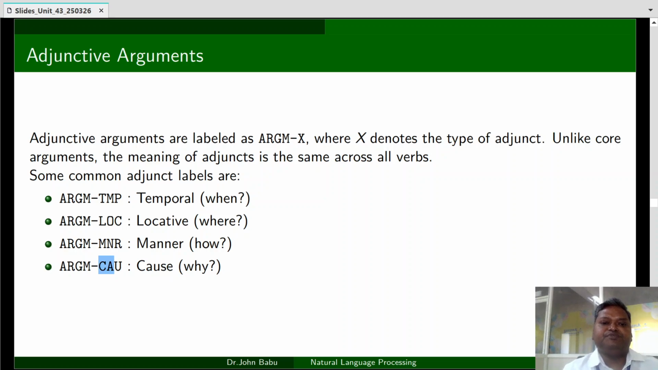Then DIR gives direction, DIS discourse, EXT extent, PRP purpose, NEG negation, MOD modal, REC reciprocal, PRD secondary predication, then ADV adverbial. So these are the different adjunctive arguments.